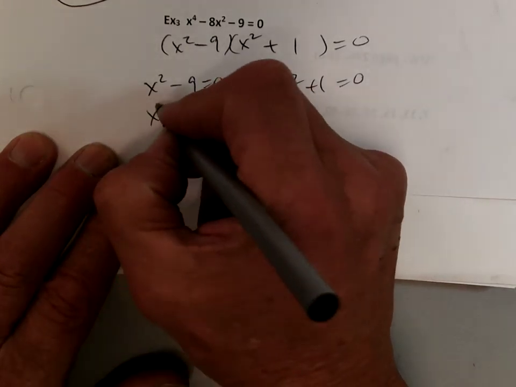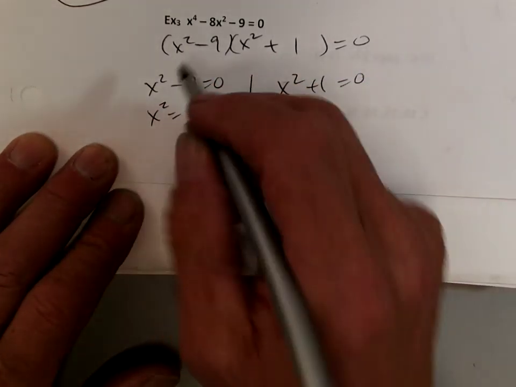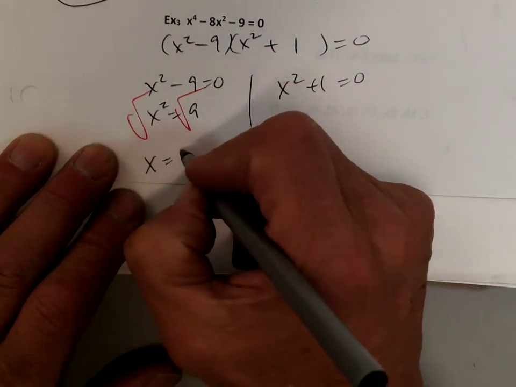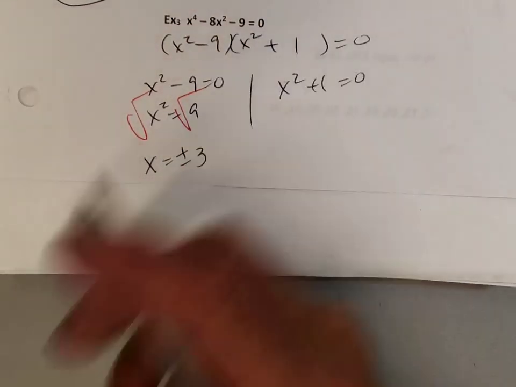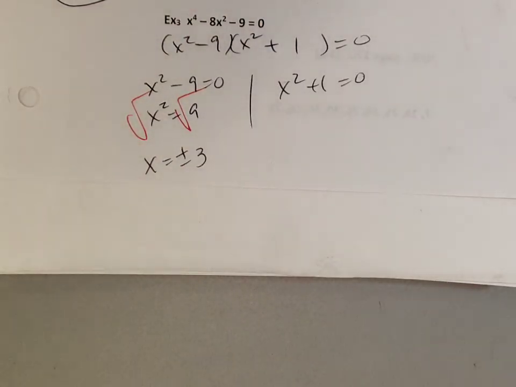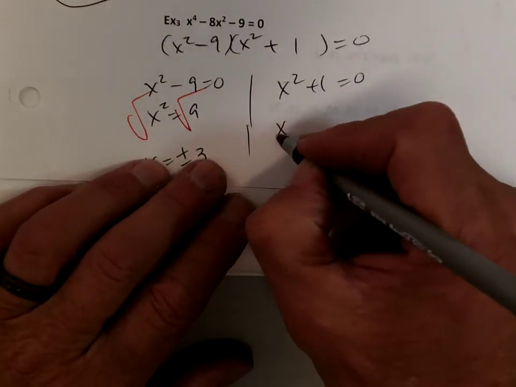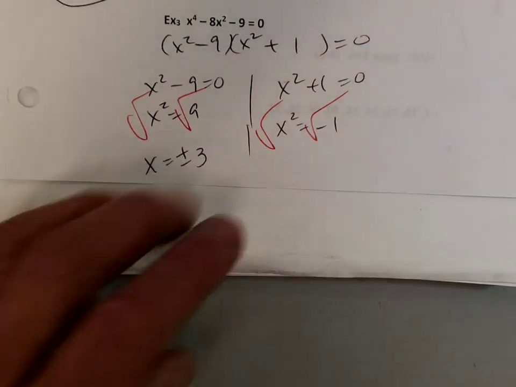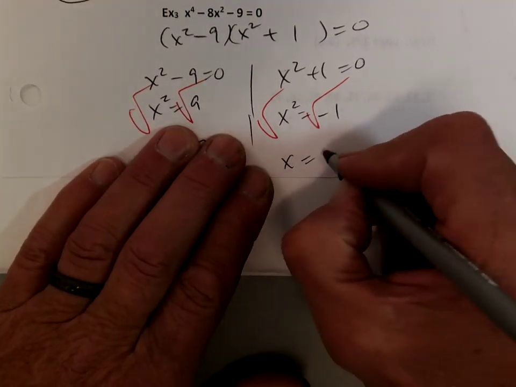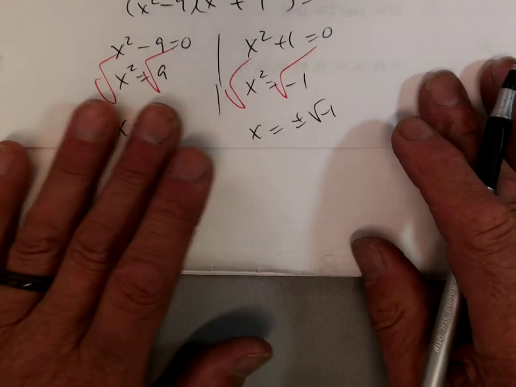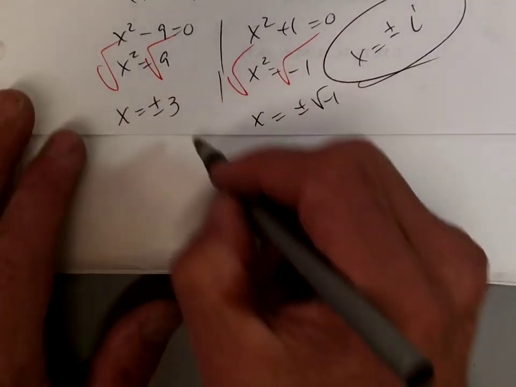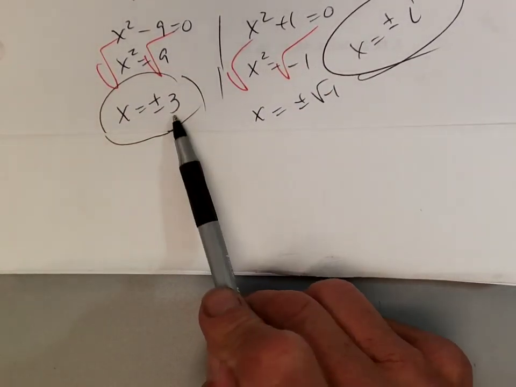Plus 9, x squared equals 9, square root, right? Is it x equals 3? And -3, yes, plus or minus 3. And it has to be -3 also, Sydney. Yeah, I know. You got that right. And then on the other one, I've got x squared equals -1, square root, plus or minus. X equals plus or minus the square root of -1, which is i. Or x equals plus or minus i. Nice job. So we do have 4 answers, 2 reals and 2 imaginaries, right?